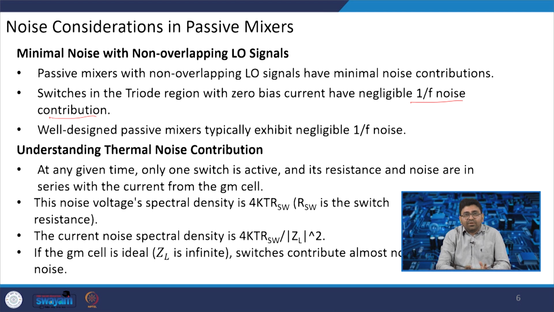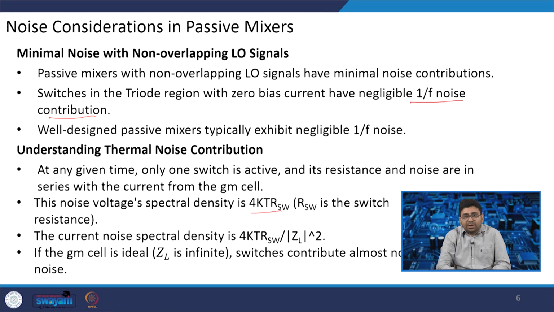So, we can get rid of the 1/f noise, which is more prominent in the active mixer; that can be reduced in the passive mixer. And for thermal noise contribution, at any given time only one switch is active, and its resistance and noise are in series with the current from the GM cell. So, that switch resistance needs to be considered, and for that the noise voltage spectral density is 4kT R_switch, where R_switch is the switch resistance.